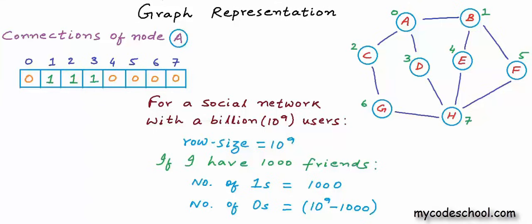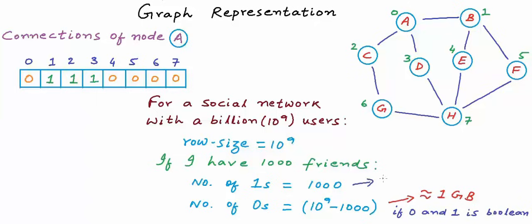And I'm not trying to force you to agree, but just like me, if you also think that these zeros are storing redundant information and are extra consumption of memory, then even if we are storing these ones and zeros in just one byte as Boolean values, these many zeros here is almost 1 gigabyte of memory. Ones are just 1 kilobyte.